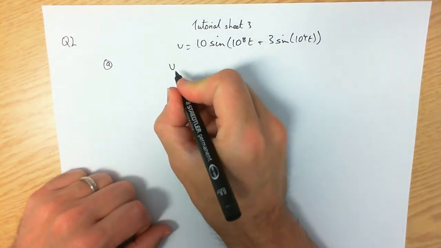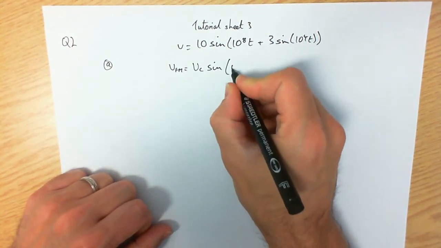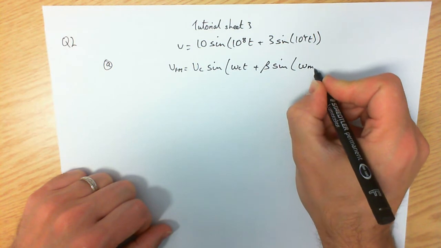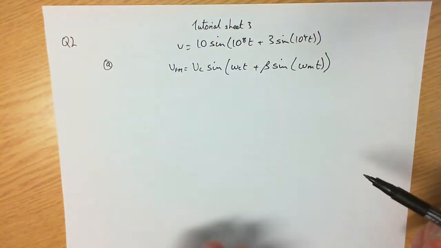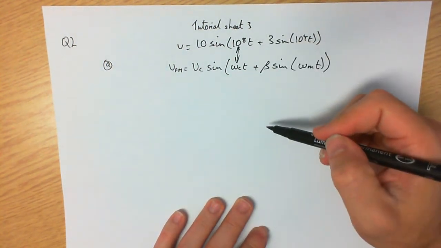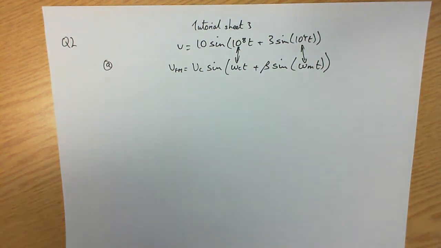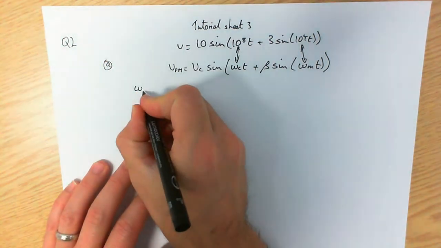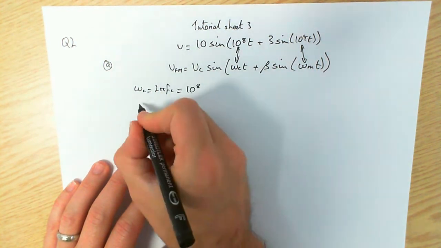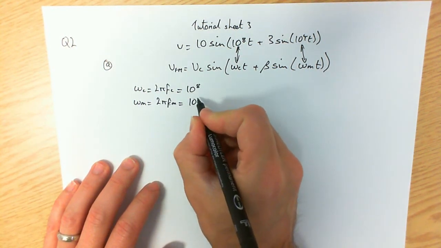So we need to compare this to the standard form of FM. So that's the standard form of FM. So we can clearly see that omega c is equal to 10 to the power of 8 and omega m is equal to 10 to the power of 4. So omega c, which is equal to 2 pi fc, is equal to 10 to the 8, and omega m is equal to 2 pi fm is equal to 10 to the 4.